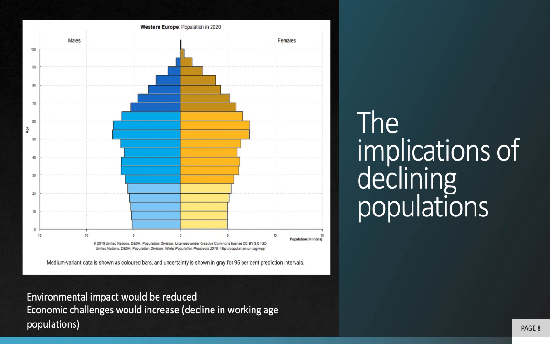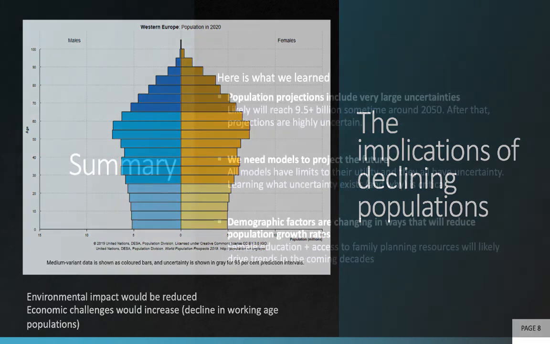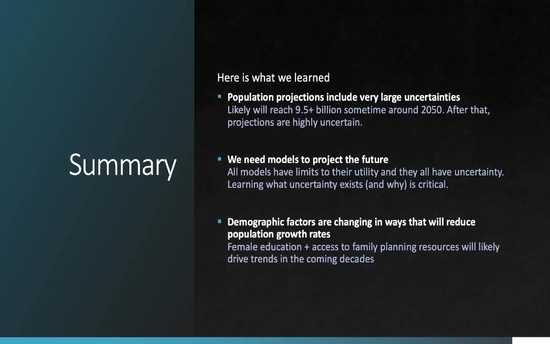Think about who pays for pensions or Social Security in the United States. It's the people in the current workforce that are paying for current retirees. If there are more retirees than there are workers, then these systems will face big challenges. To wrap up, it's important to remember that these population projections are uncertain. At best, we know that world populations will likely reach somewhere around 9.5 billion around 2050. After that, there's a lot of uncertainty. We could go up or we could go down.